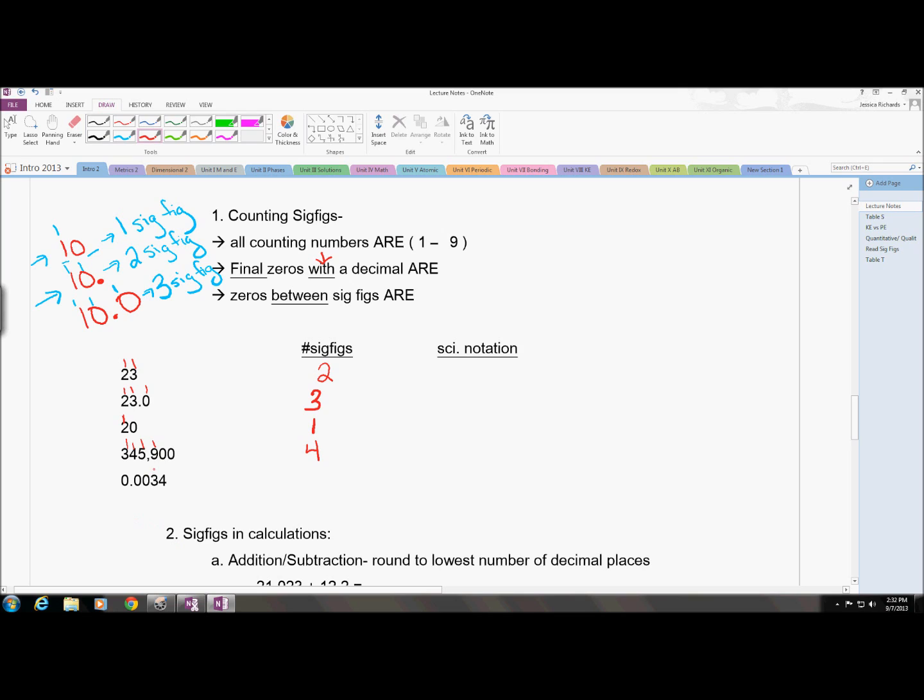This one down here, counting numbers: 3, 4. Does it end in 0? No, so we ignore the second rule. Do any of these fall in between things that I've marked? No, so this number only has 2 significant figures.